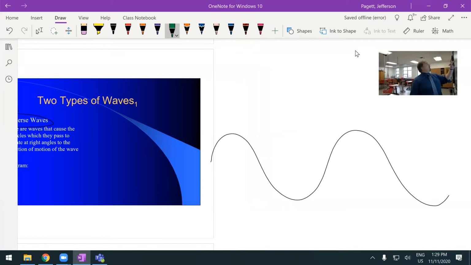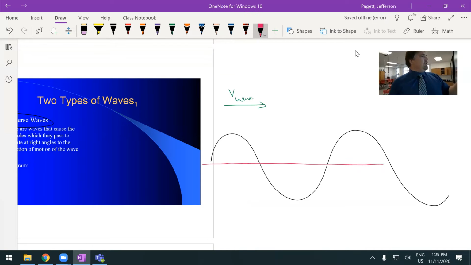So our wave motion, the way I'm drawing it, is going to be traveling from left to right. And so the wave's doing this as it travels out. Well, in the process, as that wave travels out, you have to remember there is a medium that this thing is traveling through. This right here is our undisturbed medium.